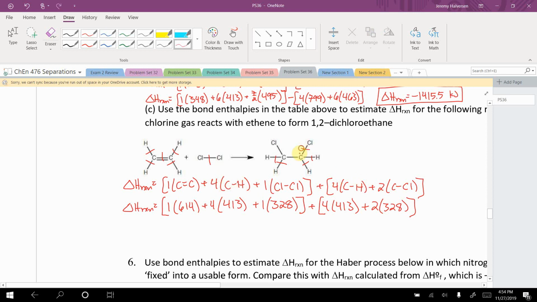Those will just cancel each other out, right? So you could not include them, but I'm going to. And I realize I just forgot, I also have a CC bond there. And the CC single bond is 348. Okay, let's do the math. And this should be a negative. Don't know why I wrote positive.